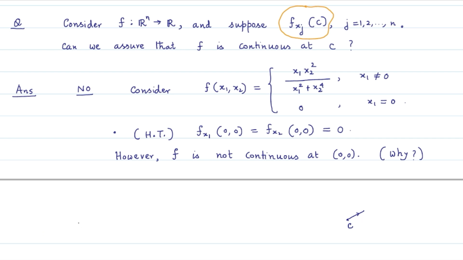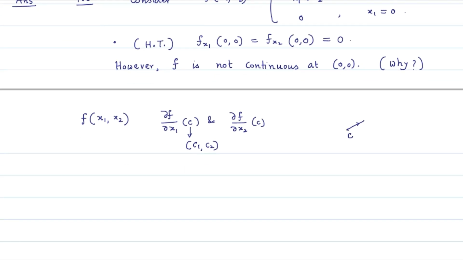By all this, I mean to say the following. Let me consider just a function of two variables, say a function of x1 and x2, and suppose del f del x1 at C and del f del x2 at C both exist, and suppose the coordinates of this point C are C1 and C2.